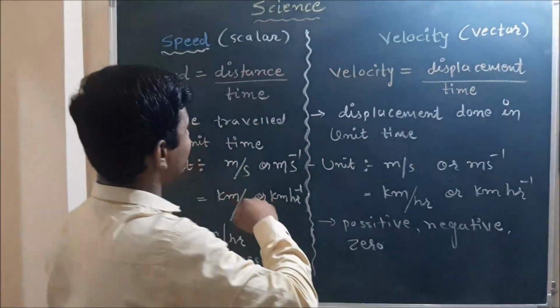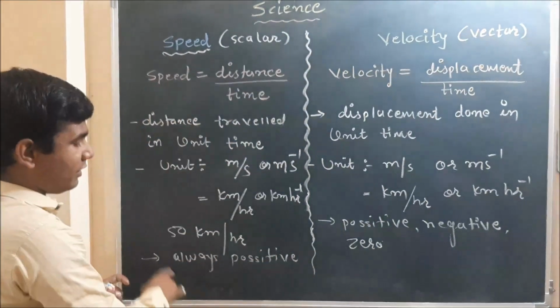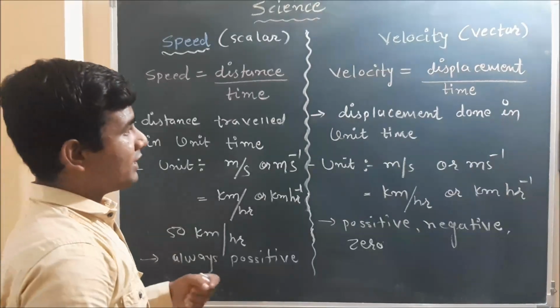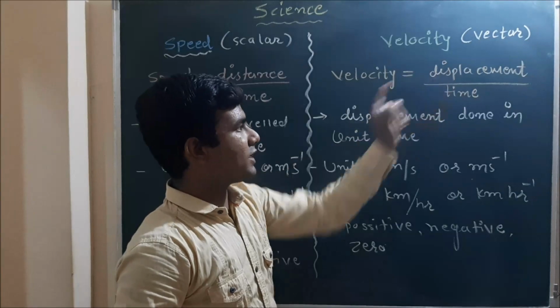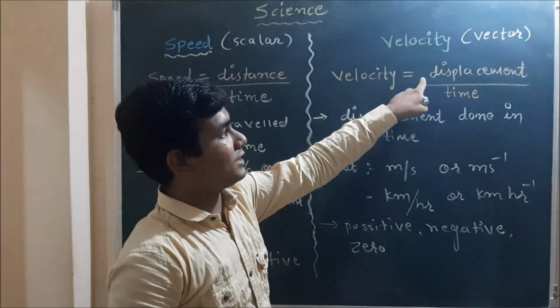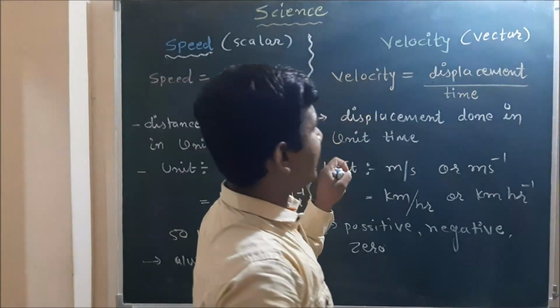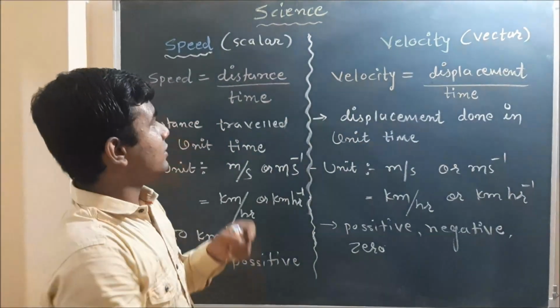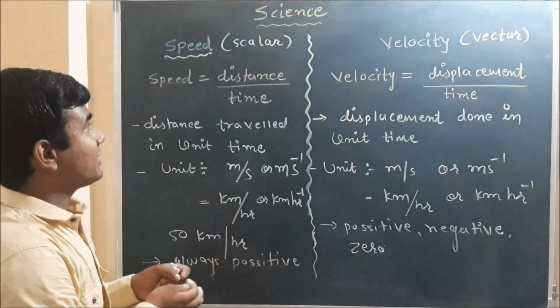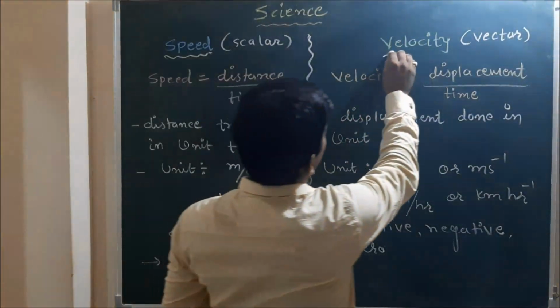If the object is in motion, speed will always be positive; it is not going to be 0. But velocity depends on displacement. If displacement is positive, velocity will be positive. If displacement is negative, velocity will be negative. And if displacement is 0, our velocity will be 0. This way you can also plot a difference between speed and velocity.